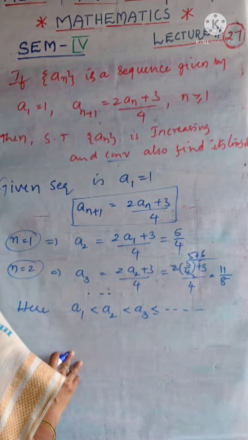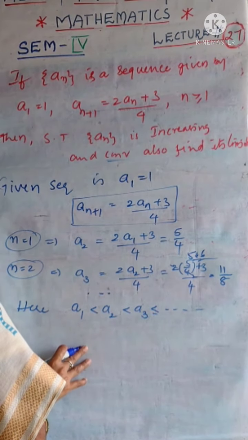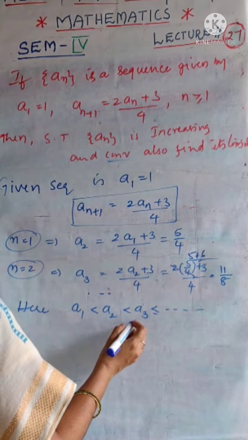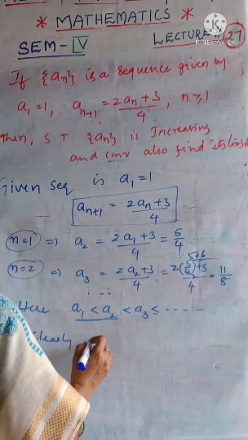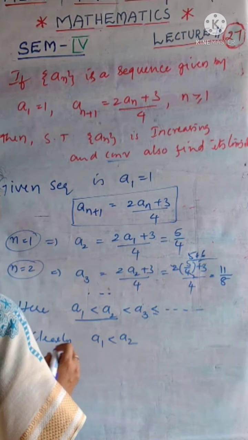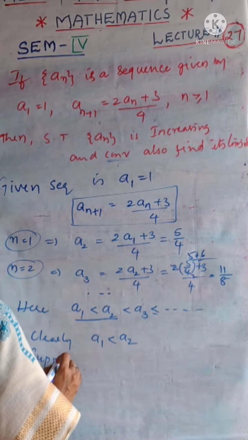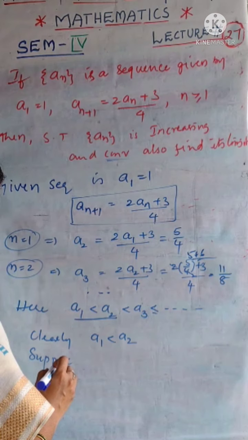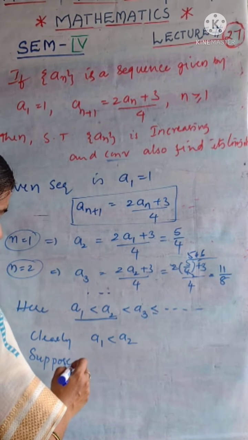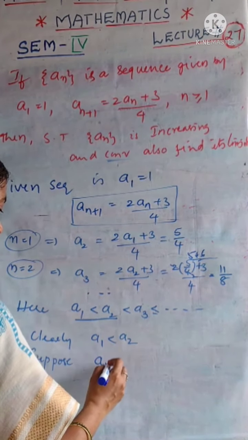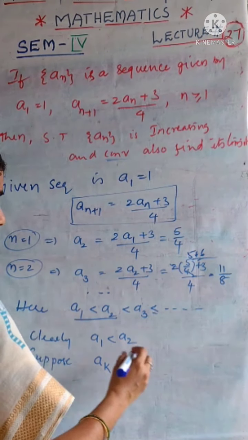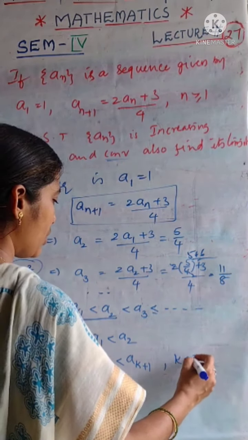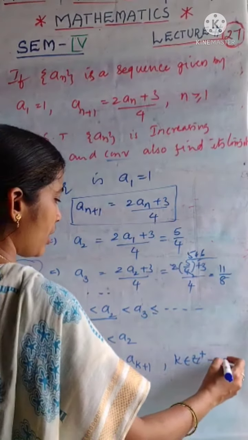We don't know the remaining terms. That's why we can use induction here. Clearly, the first term is less than the second one. Let us suppose, this is nothing but the induction assumption, that a_k is less than its consecutive term a_{k+1} for k being any positive integer. This is the induction assumption.